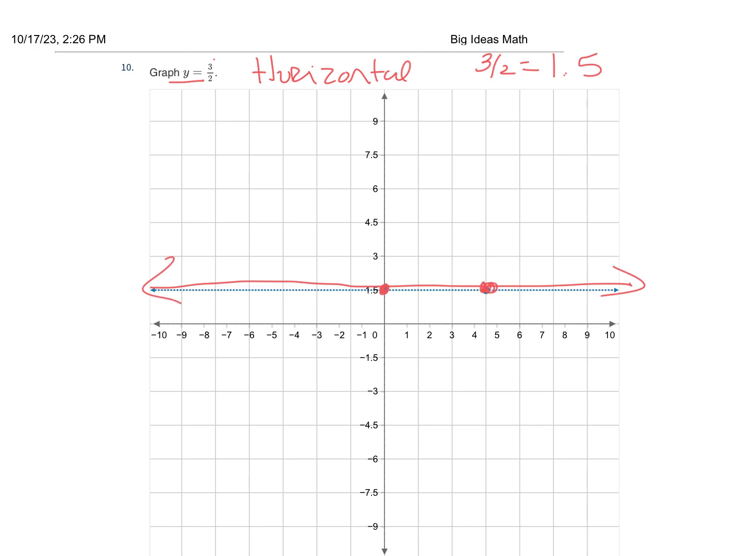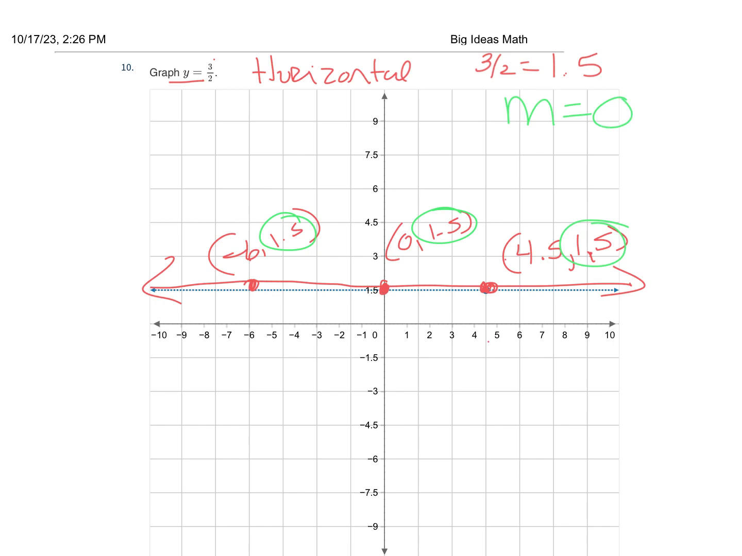every point on this graph, like this ordered pair would be 4.5 with 1.5. This ordered pair is 0, 1.5. This ordered pair is -6, 1.5. Okay, so when you have a horizontal line, all of your y coordinates are the same. And your slope is 0.